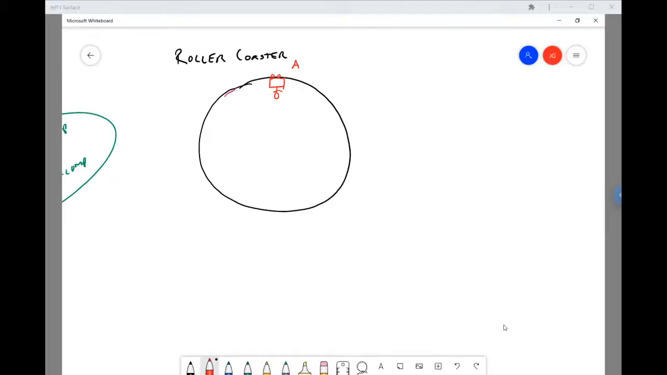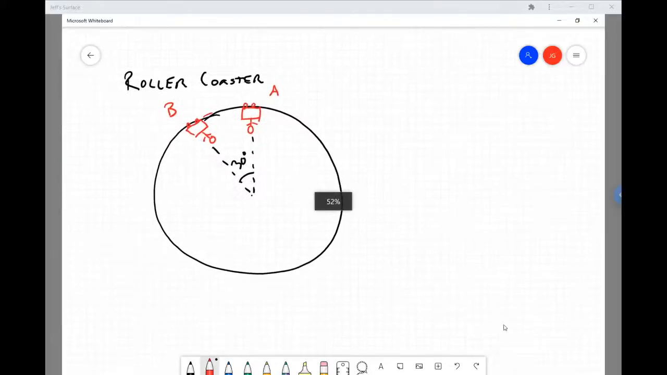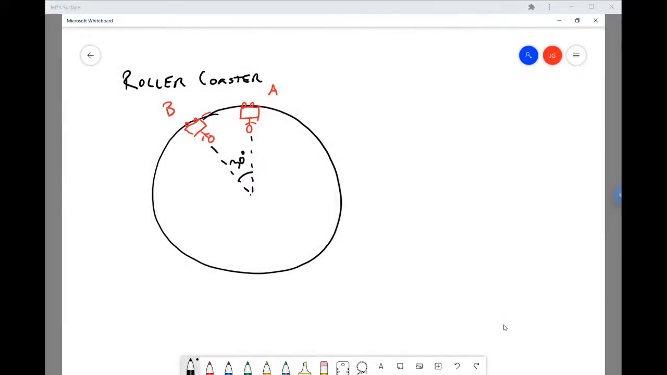And spot B is a little bit further along, where the child is 30 degrees. Spot B is 30 degrees counterclockwise from spot A around the circle. Okay. And so we're going to do spot A first.